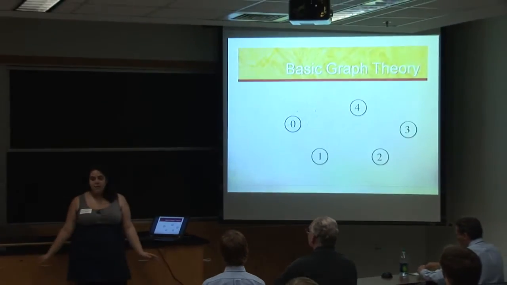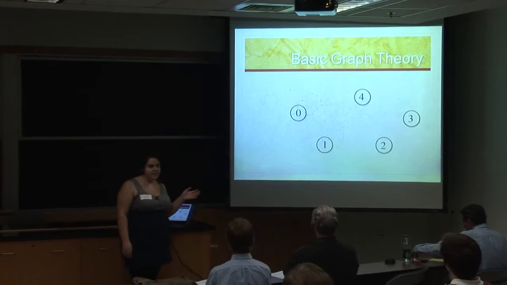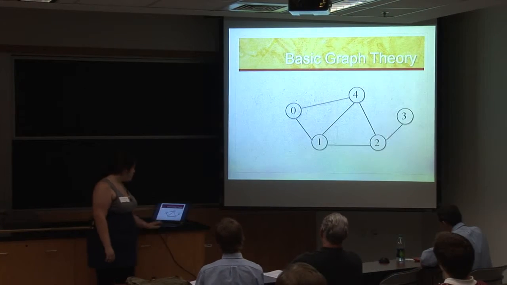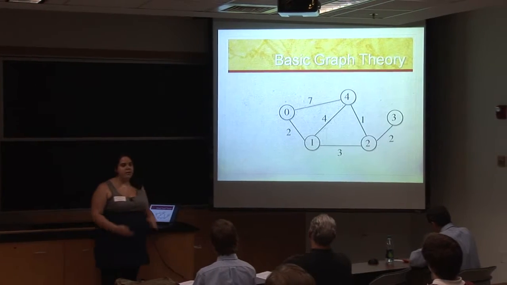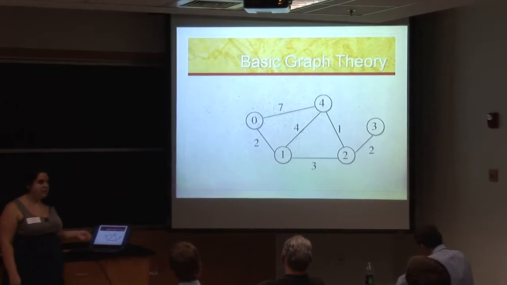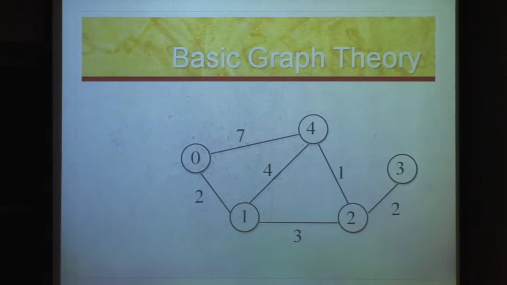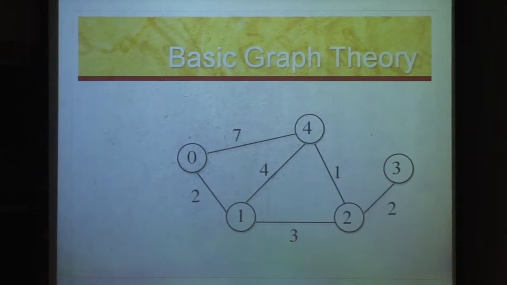So, some basic graph theory for you. If you've got a bunch of dots, these are called vertices, and then you connect them in some way. Those are edges. This is the basic graph. Then you add edge costs to them. This is how much you have to pay to use any one of these edges, and this is called a weighted graph.